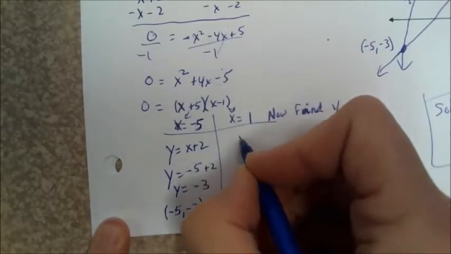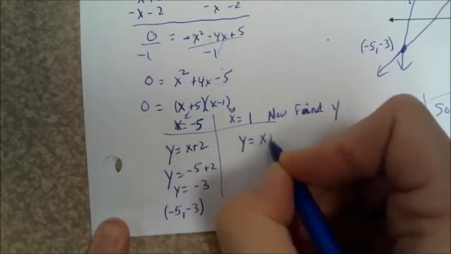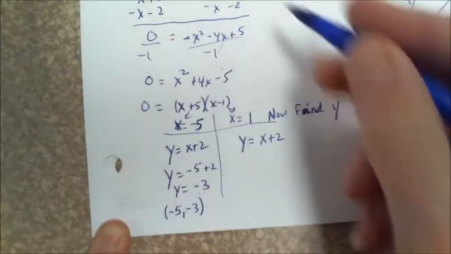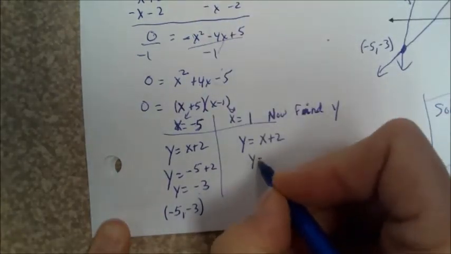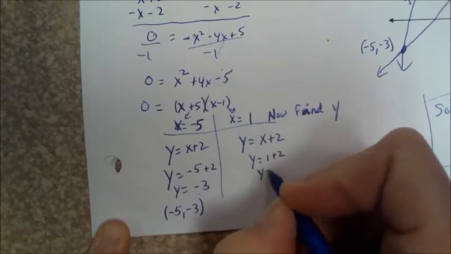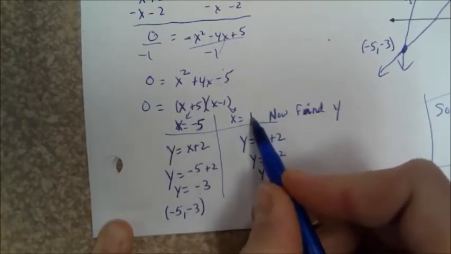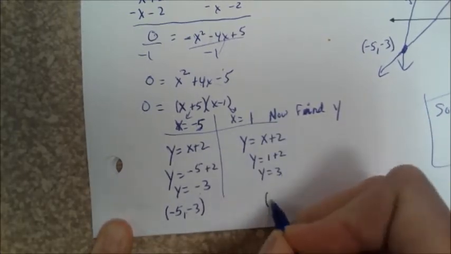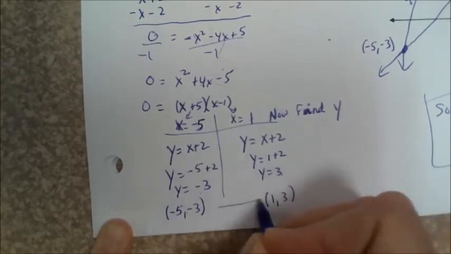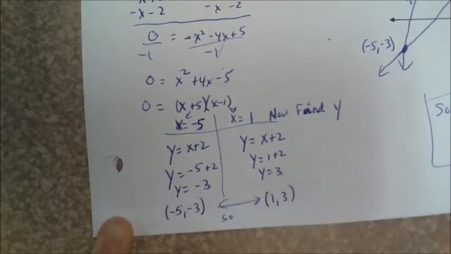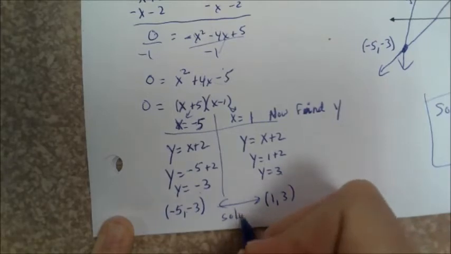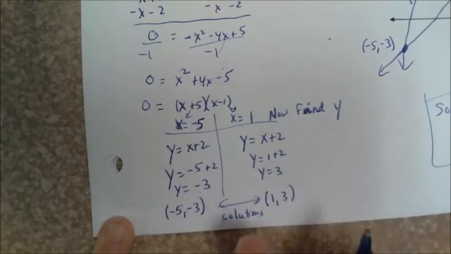Now when x is equal to 1, you're going to use that same y equals x plus 2 equation from the original and substitute a 1 in. Y equals 1 plus 2, which is 3. So when x equals 1, y equals 3. So 1, 3 would be your other solution. And that's done algebraically. So we got 2 solutions here because there were 2 points of intersection.